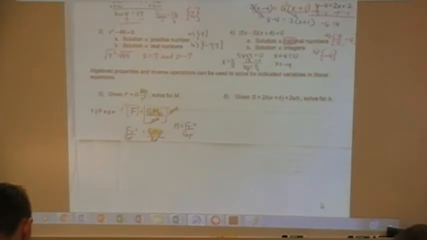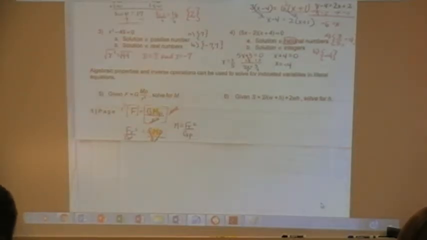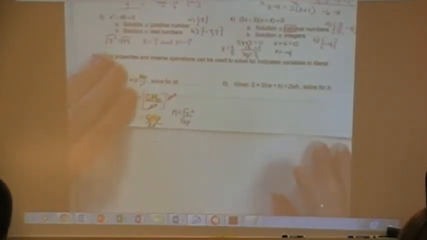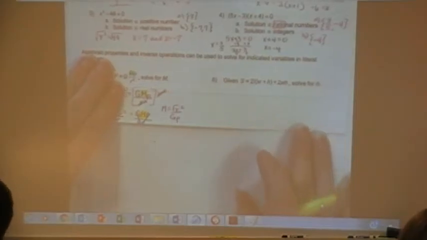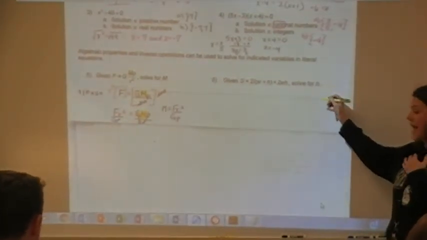That was easy enough. Next one's maybe not quite as easy. Okay, next one. Surface area. This is the formula for surface area of a rectangular prism. I need to solve for h.